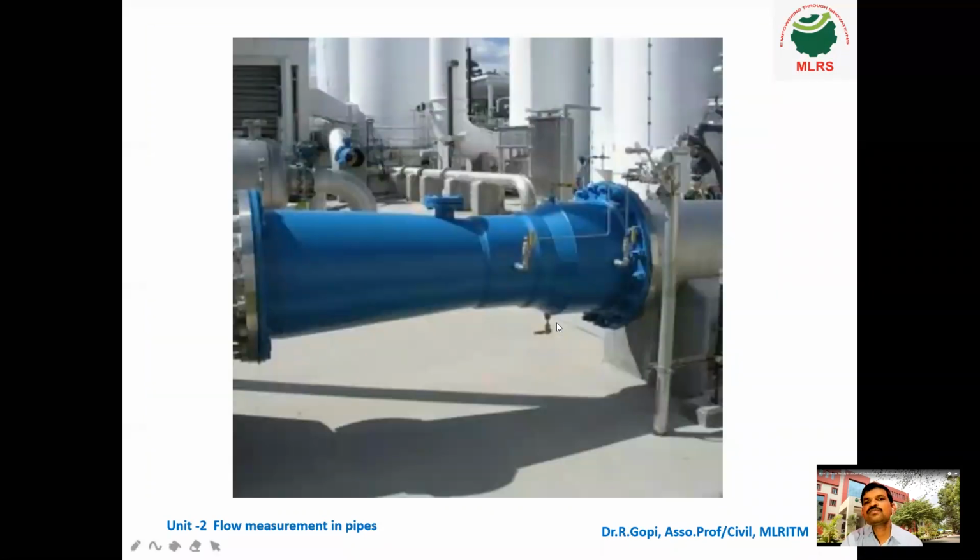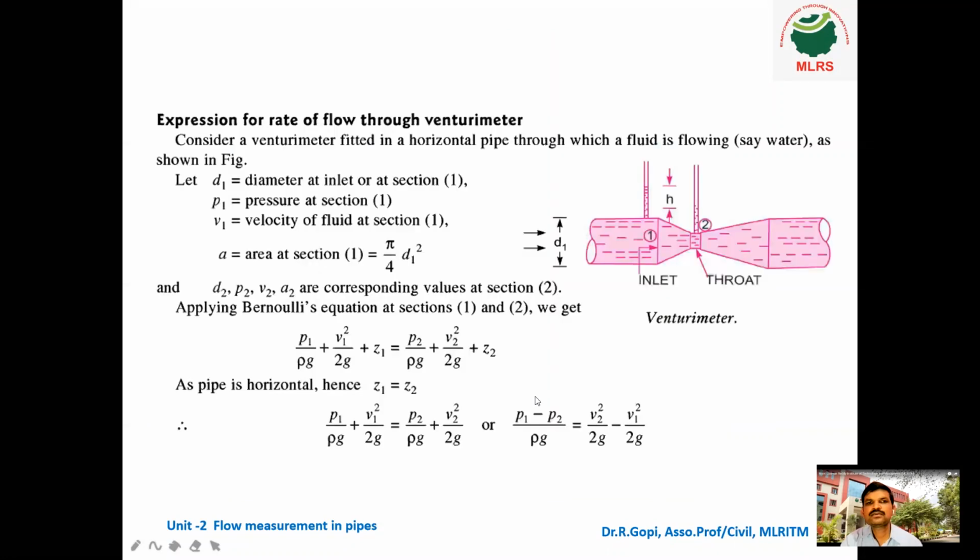And this is also one of the industrial Venturi meters. Students, next we will see the expression for the rate of flow through a Venturi meter. So what is our ultimate aim? To find the discharge, to find the rate of flow.